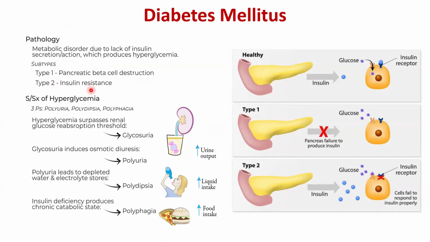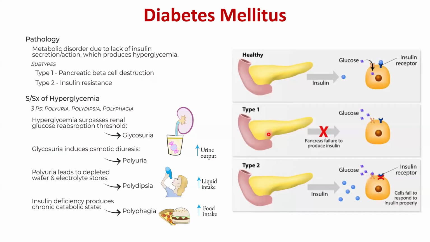In type 2, insulin is being produced well by beta cells, but the tissues are not taking up insulin well. That is insulin resistance. So you can see in a healthy person, the pancreas produces insulin and the insulin is utilized in the body. In type 1, there is no production of insulin, which leads to issues with glucose uptake. In type 2, insulin is being produced by the beta cells, but the tissues are not taking insulin.